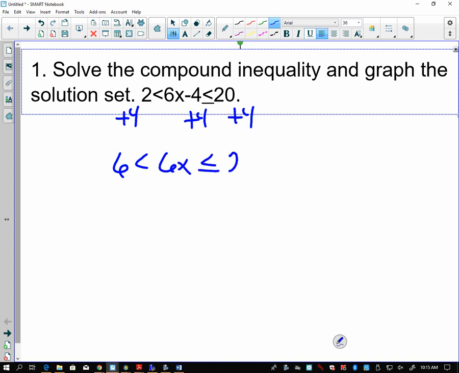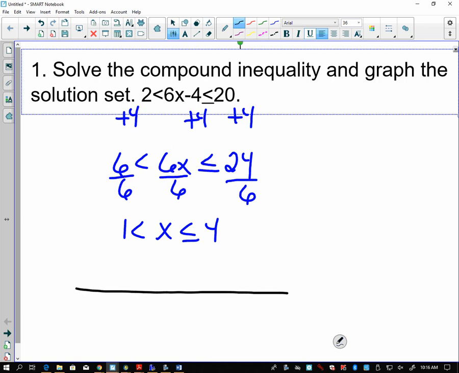Less than or equal to 24, right? Okay. What's after that? Divide by 6 on all sides. Okay. So what's 6 divided by 6? So we're saying 1 is less than x, less than or equal to 4. Okay, so now I'm looking at actually doing the graph.